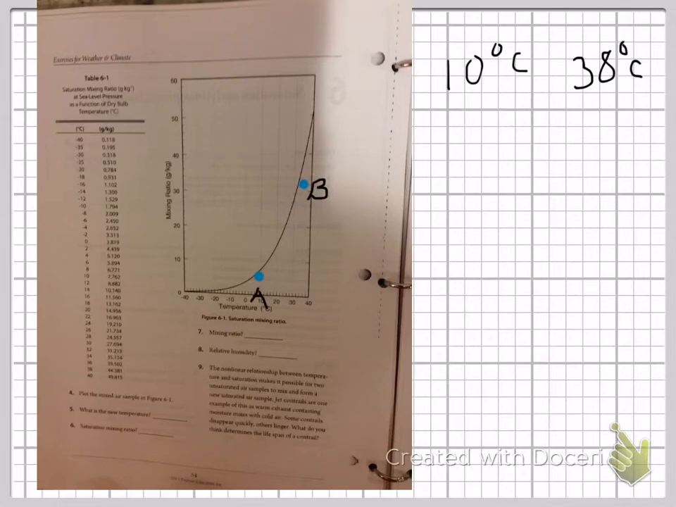And so to do that, I'm going to subtract my 10 degrees from my 38 and give myself 28 degrees Celsius. And then I'm going to divide my 28 degrees by 2. And that'll give me the halfway between, and then I'm going to add back the 10 degrees.